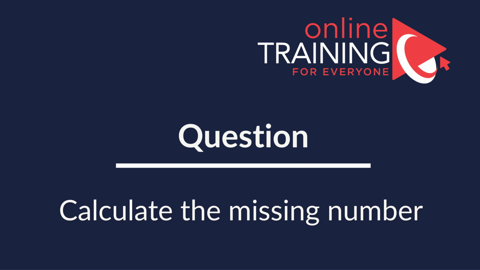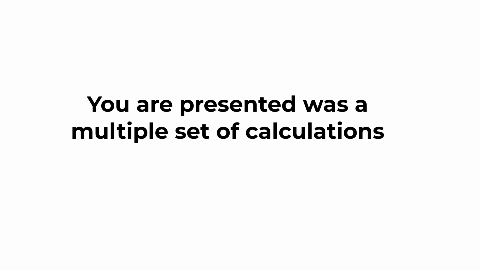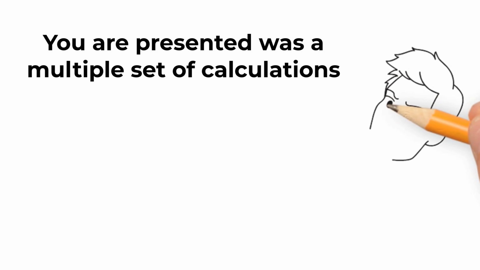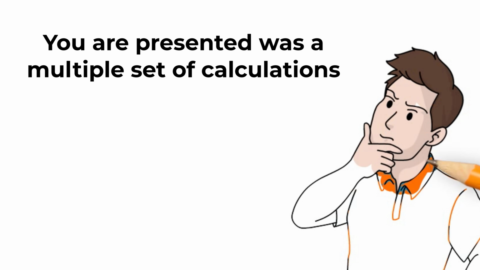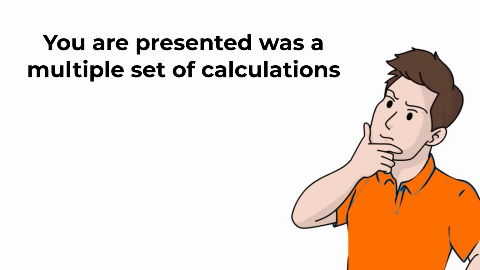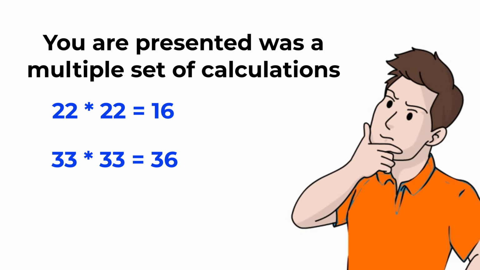You're going to love this problem because it is so confusing. You're presented with multiple sets of calculations. In our case, we have 2 full calculations, and one calculation is missing the final value. The first calculation is 22 multiplied by 22 equals 16. Second calculation is 33 multiplied by 33 equals 36. And then the last calculation is 44 multiplied by 44 equals question mark. And you need to calculate question mark.